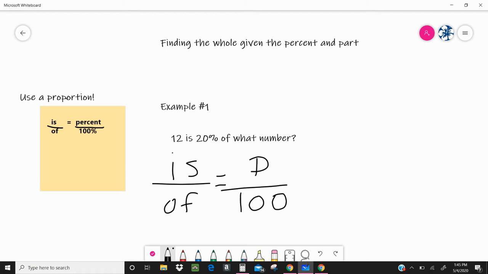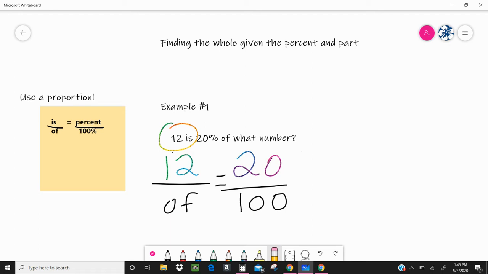Okay, so I know 12 is. It says right here, 12 is. So let's go ahead and place the 12 where it belongs. 20% of. Now, some of us are going, well, if the is comes after the 12, then the of must be the 20%. No, remember, percents are percents no matter what word is next to them. So the 20% is going to go where the P is. So 20% goes right here. All right. So 20% out of 100 is 12 out of how many?